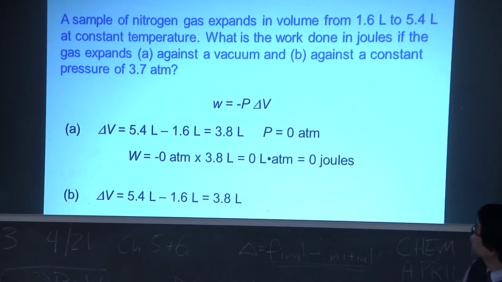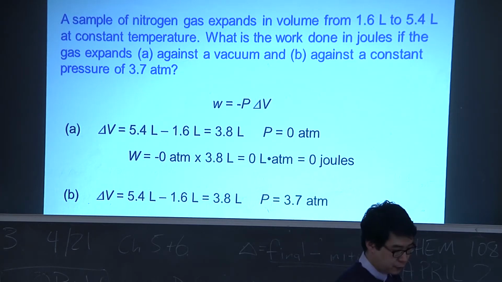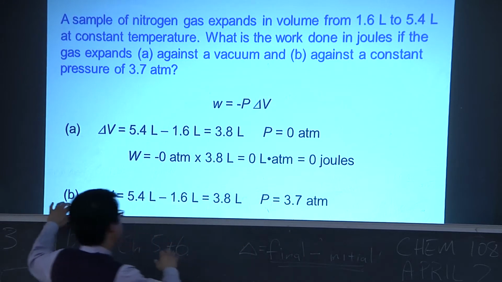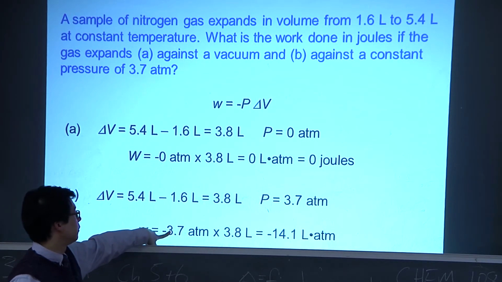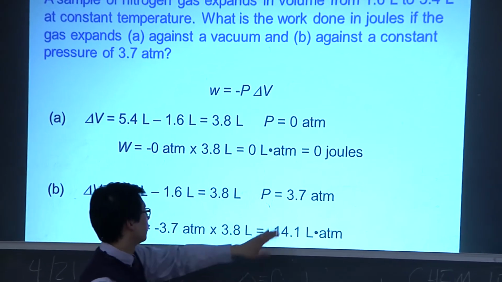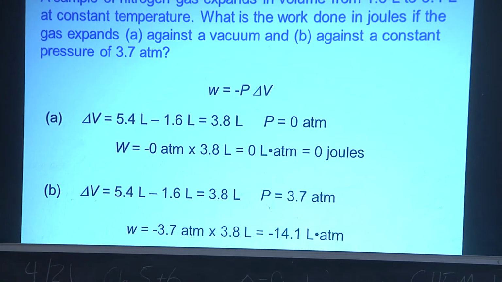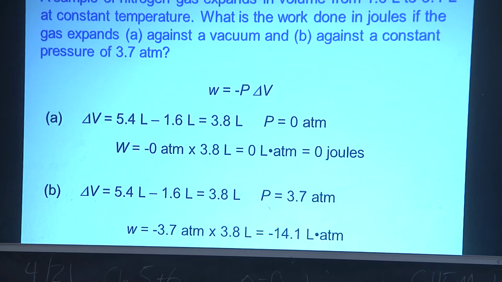For part B, if the gas expands against a constant pressure of 3.7 atmospheres, we get 5.4 minus 1.6 equals 3.8, again, and P equals 3.7 atmospheres. So negative P delta V is negative P, which is negative 3.7, times delta V, which is 3.8. And we do that math, and we get 14.1 liter atmospheres, or actually with significant figures, 14 liter atmospheres. But negative 14. Liter atmospheres is a unit of energy or work, but it's not the standard unit, right? The standard unit of energy is a unit called joules.